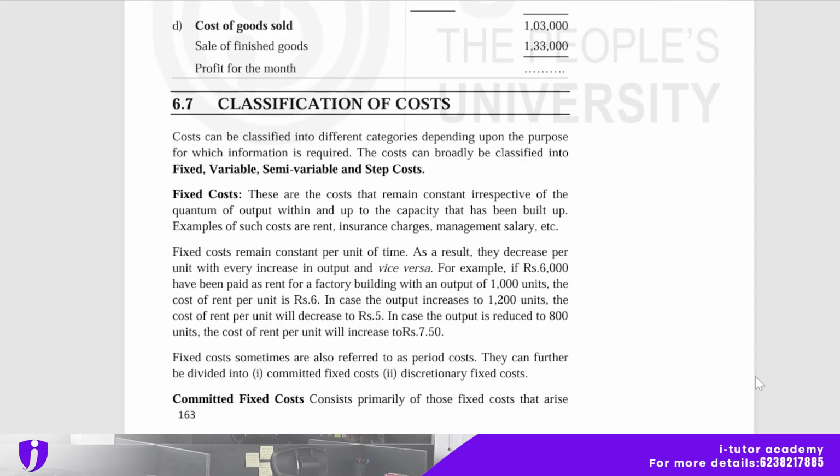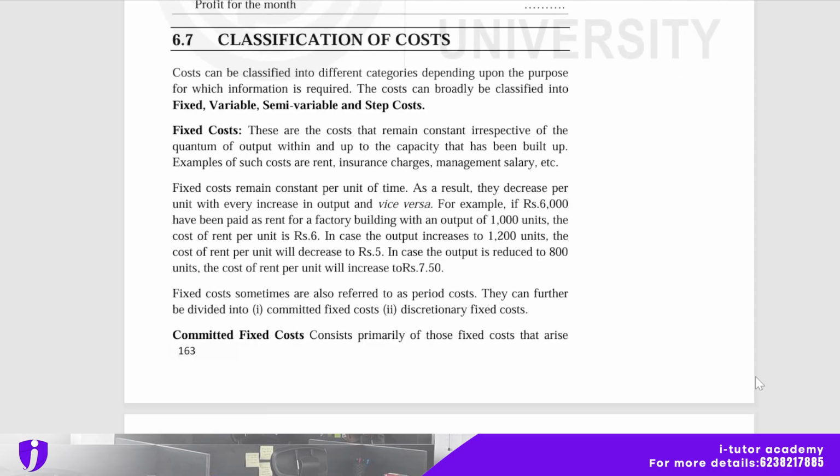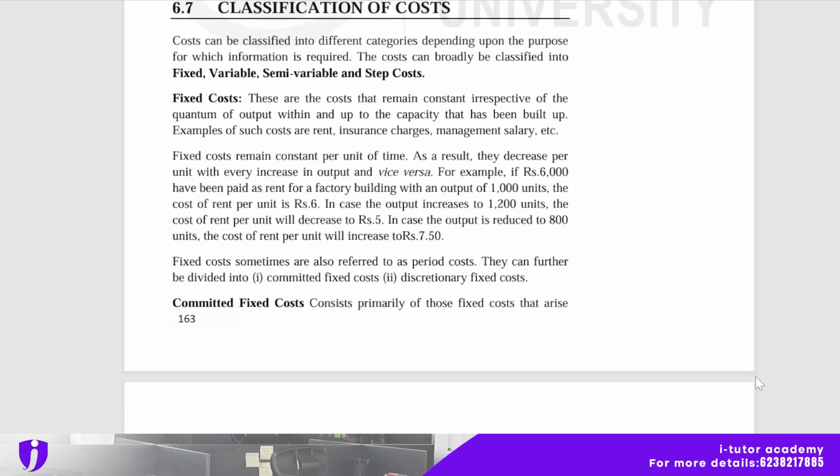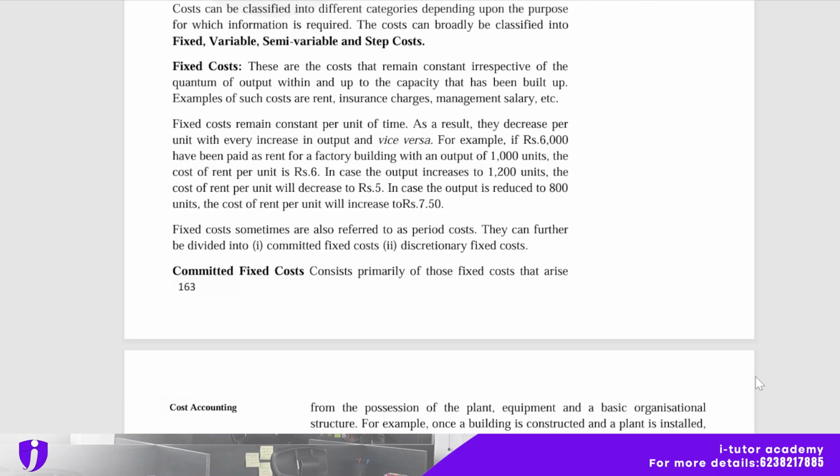And next one is classification of cost. Cost can be classified into different categories depending upon the purpose for which information is required. The cost can broadly be classified into fixed, variable, semi-variable and step cost. Fixed cost: these are the costs that remain constant irrespective of the quantum of output within and up to the capacity that has been built up.